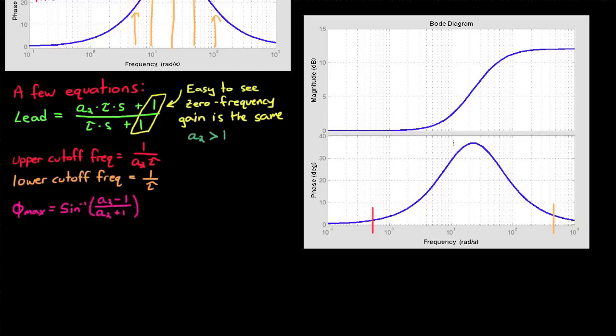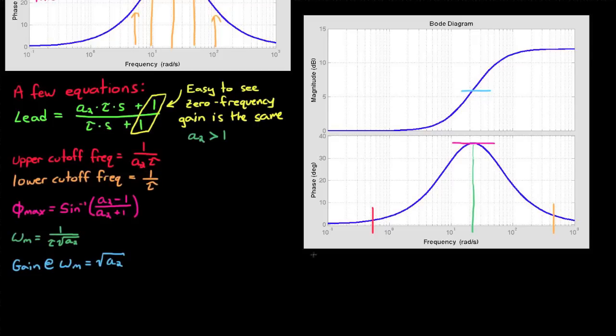Phi max is the maximum amount of phase lead that the compensator can provide, and omega max, or omega m, is the frequency at which that maximum phase occurs. And lastly, the gain at omega m is given by this equation. So with these equations, you can solve for A2 and tau, which are the only two unknowns in our lead compensator.